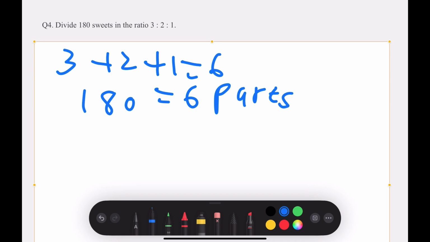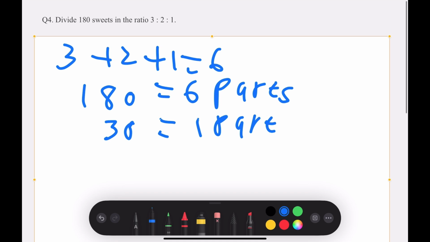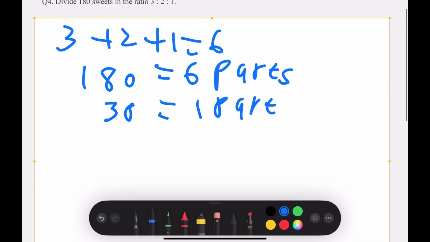So now you want to work out how much is 1 part. So we'll divide each side by 6. So 180 divided by 6 is 30, because 6 goes into 18 3 times and then 0 goes into 0 0 times. So 30 sweets is equal to 1 part.